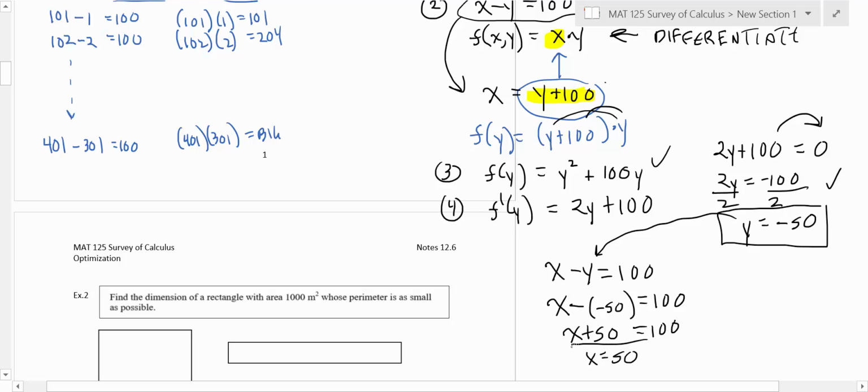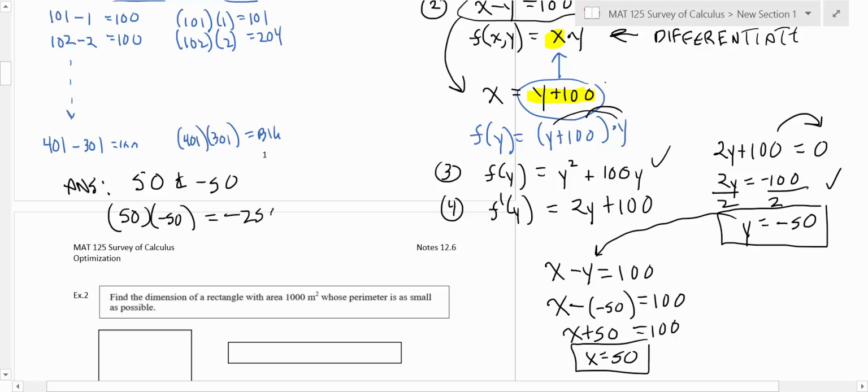So it turns out that that would be where your minimum occurs. That means the answer to the problem would be 50 and negative 50. And that would actually give you the minimum product. If you did 50 times negative 50, you would get negative 2,500. So that is the minimum product you can get out of two numbers that are 100 apart.